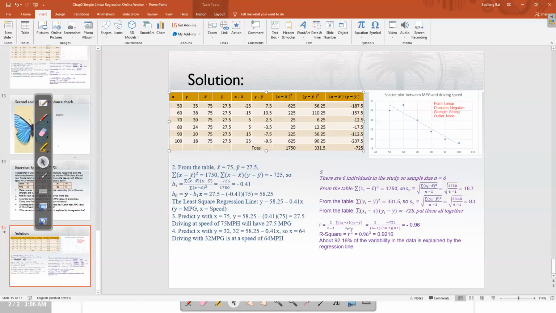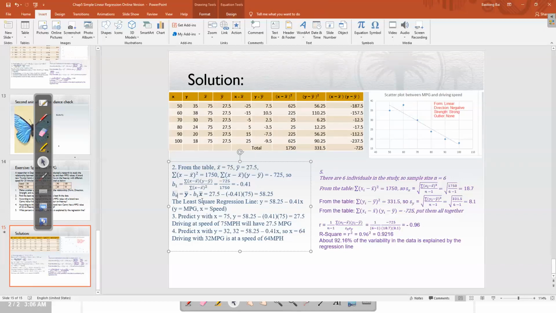So then you realize the sum of (xi minus x bar) squared equals 1750, comparing the title, and the sum of (xi minus x bar)(yi minus y bar) equals negative 725 right here, right? So then the slope is simply the ratio of these two, which is negative 0.41.